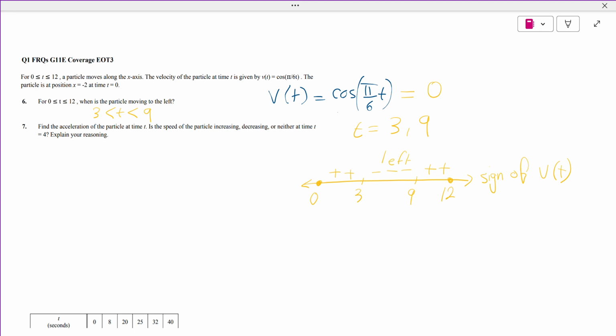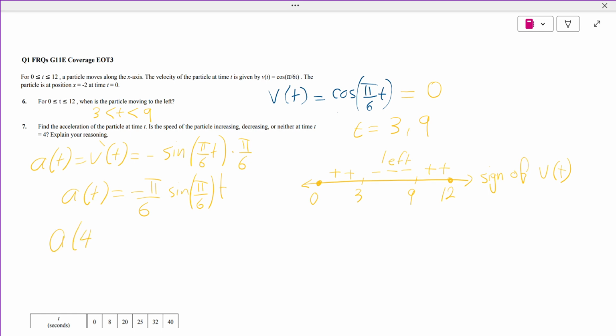Question number 7: find the acceleration of the particle at time t. So a of t will be v prime of t, and the derivative will be minus sine of pi over 6t times the derivative of the inner, which is pi over 6. So the acceleration at any time is given by minus pi over 6 sine of pi over 6 t, right? We need to find the acceleration at t equals 4.